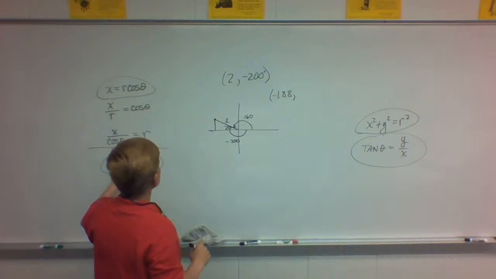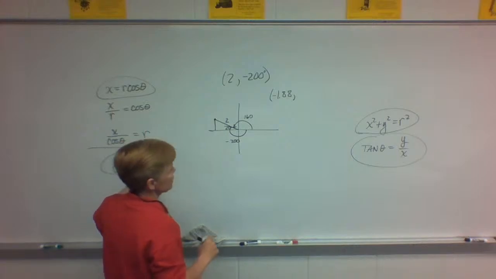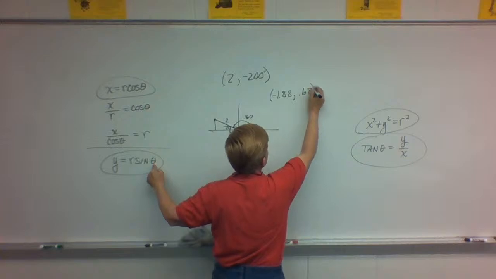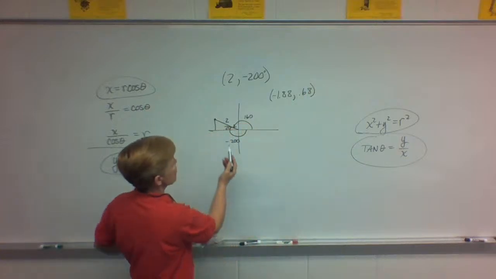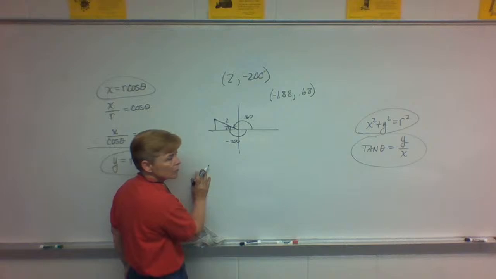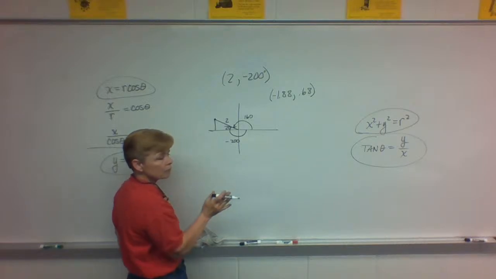Now, do 2 sine negative 200 in degree mode. 0.68. There you go. And that feels about right. You're going to have to go a long ways out and not very far up for a 20-degree angle. And it is negative positive, so you're good.